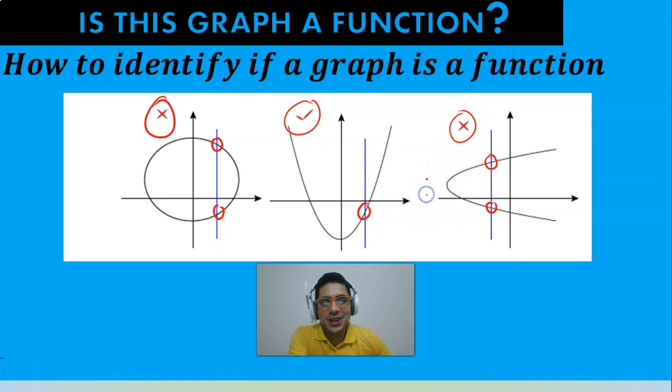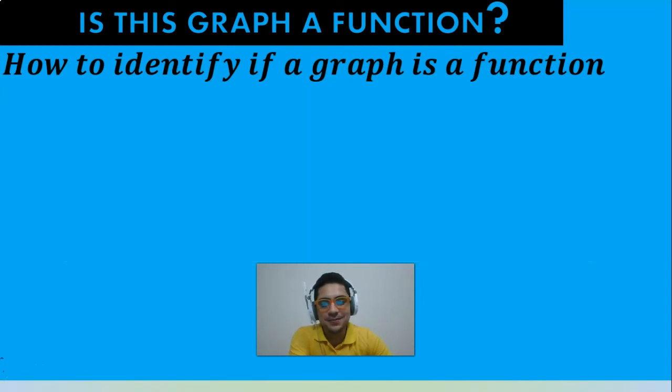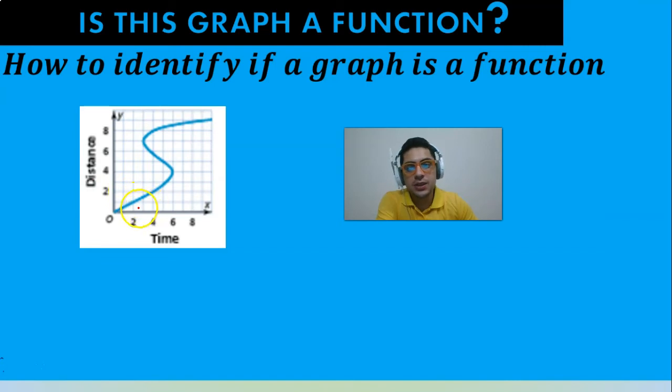So guys, let's try doing some problems. Feel free to pause the video or replay if you need to. This is the first one we're going to be seeing, which is a distance versus time graph. As you can tell, if we draw a vertical line here, we're going to see that it's actually 1, 2, 3 values of y for a single value of x. So that means that we cannot say that this is a function. This is just a relation. This is not a function.